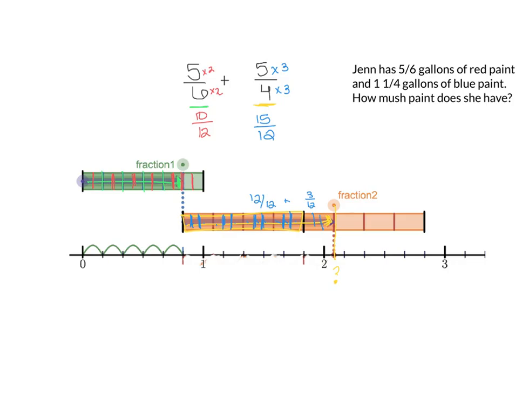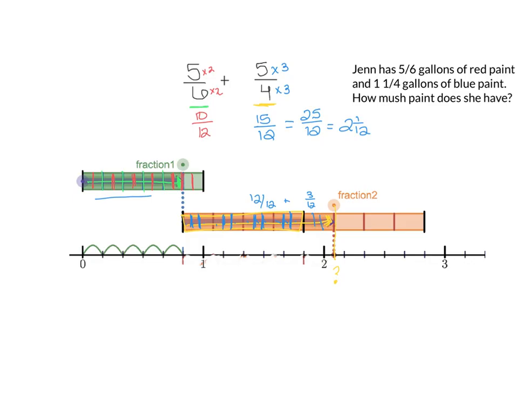Now I can count the total number of pieces of size 1/12. I have 10 plus 15, which is going to give me 25/12, which we know is 2 wholes, because that's 24/12, plus an additional 1/12. So with our fraction tiles we see that we have to find a common sized part.